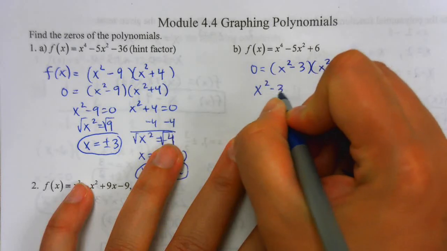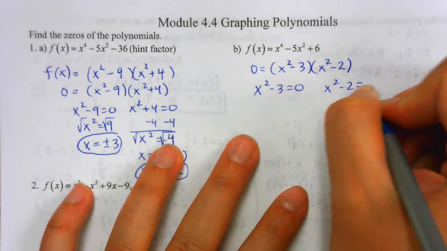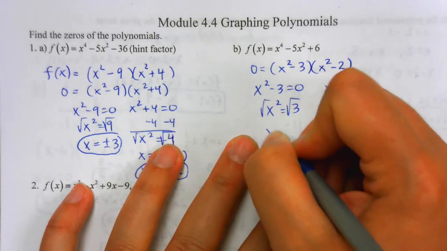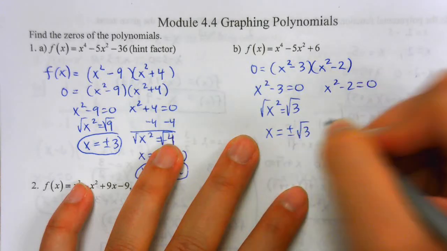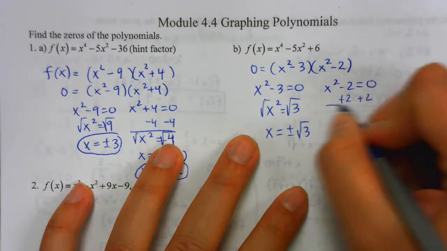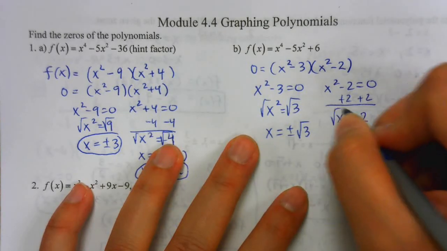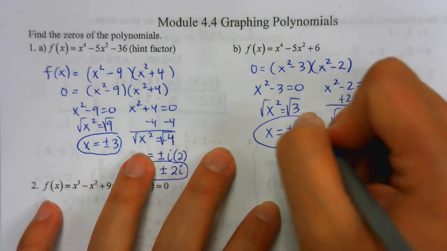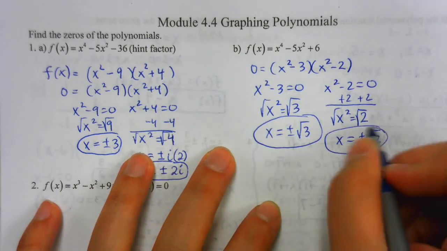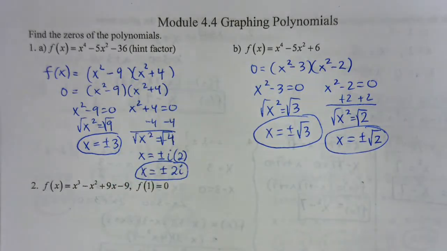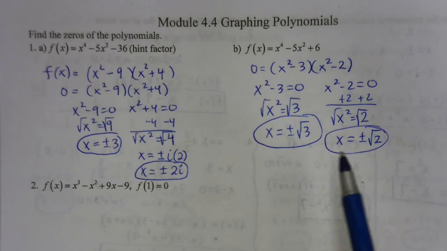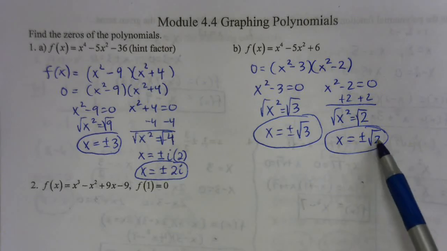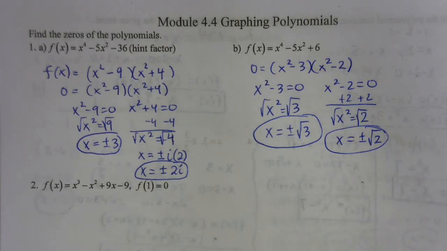Set each piece equal to 0. I'm going to add 3. I'm going to take a square root. It's going to give me 2 answers. Again, I get plus or minus the square root of 3. I'm going to add 2. I get x squared is equal to 2. We're going to take a square root. I get x is equal to plus or minus root 2. So I do have 4 answers. I have plus or minus root 2, and I have plus or minus root 3. So on this one, if we were to graph it, we have decimal intercepts because the square root of 3 is 1.7, square root of 2 is 1.4. Those are very close x-intercepts there.